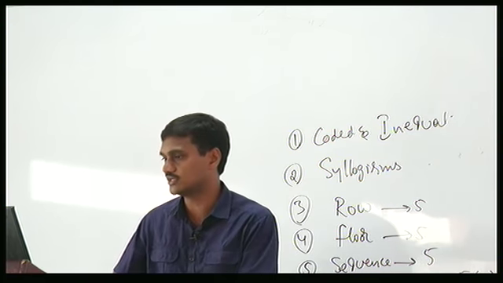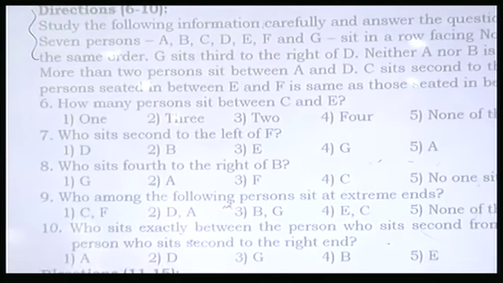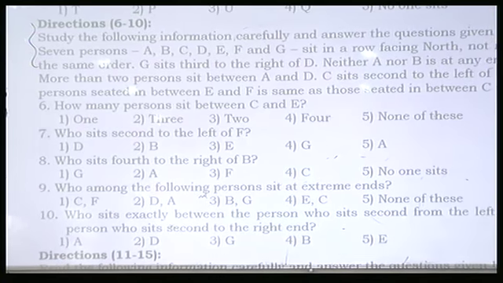What is this row arrangement here? 7 persons A to G. All these were given in a stretch A to G. In a row, not facing north. G sits third to the right of D. G is third to the right of D.